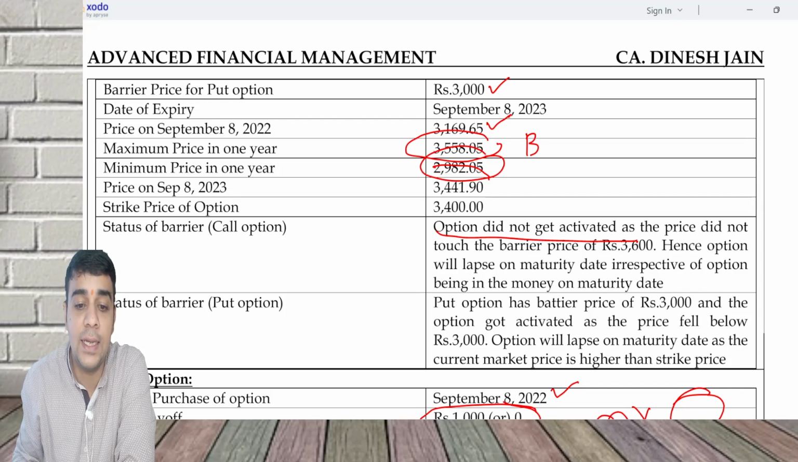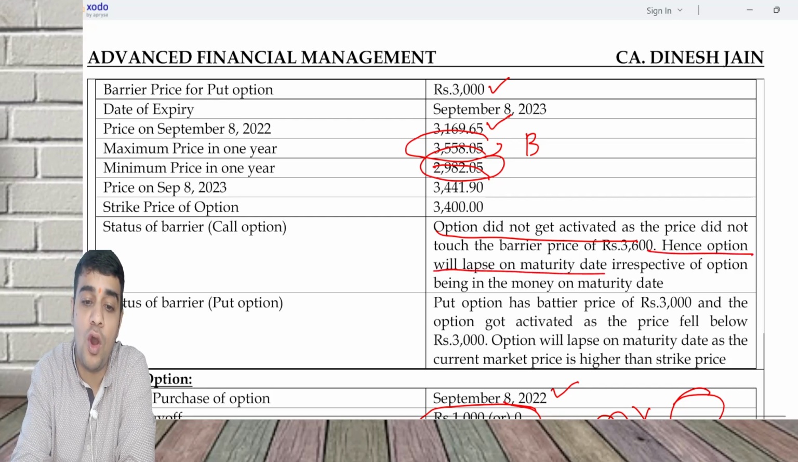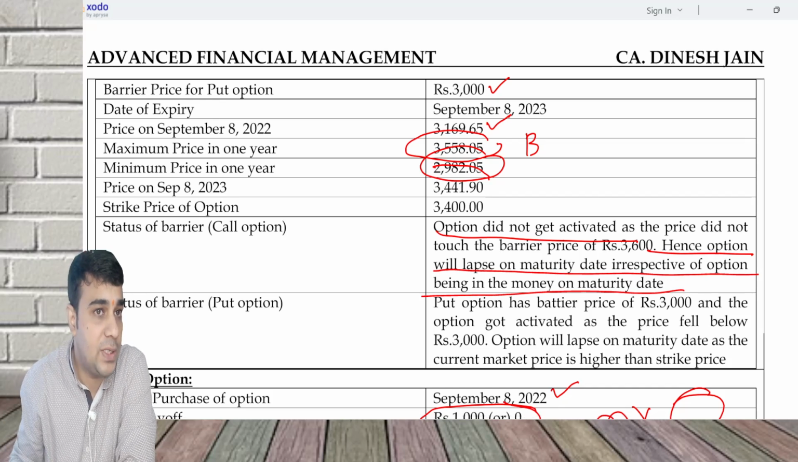Price did not touch the barrier price of 3,600. So I cannot ask you the question, do you want to buy at 3,400 when the price in the market is 3,441? You will say yes, but that question itself does not come. Hence, the option will lapse on maturity date, irrespective of the option being in the money on maturity date. It is in the money, in fact, but the barrier is not touched.